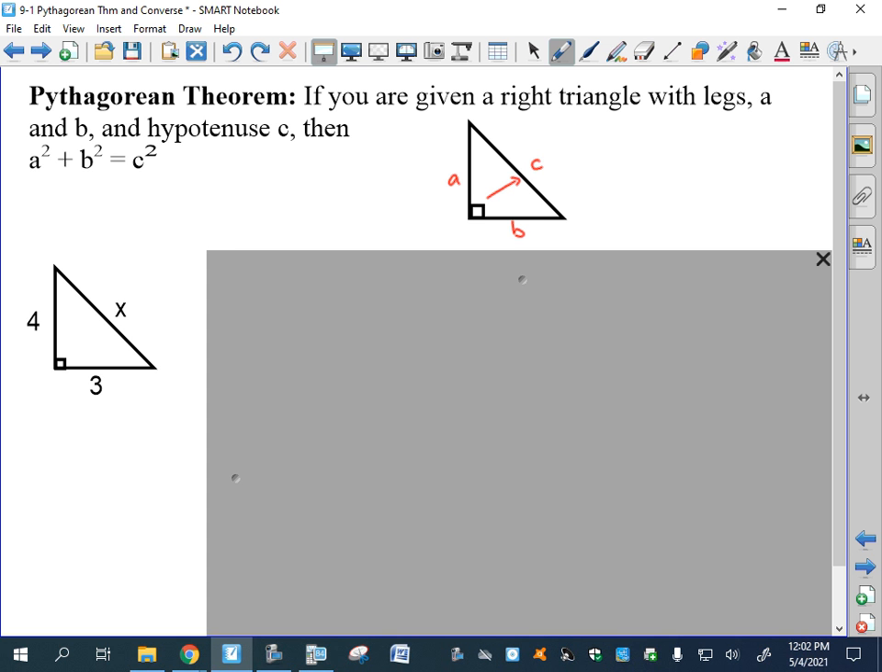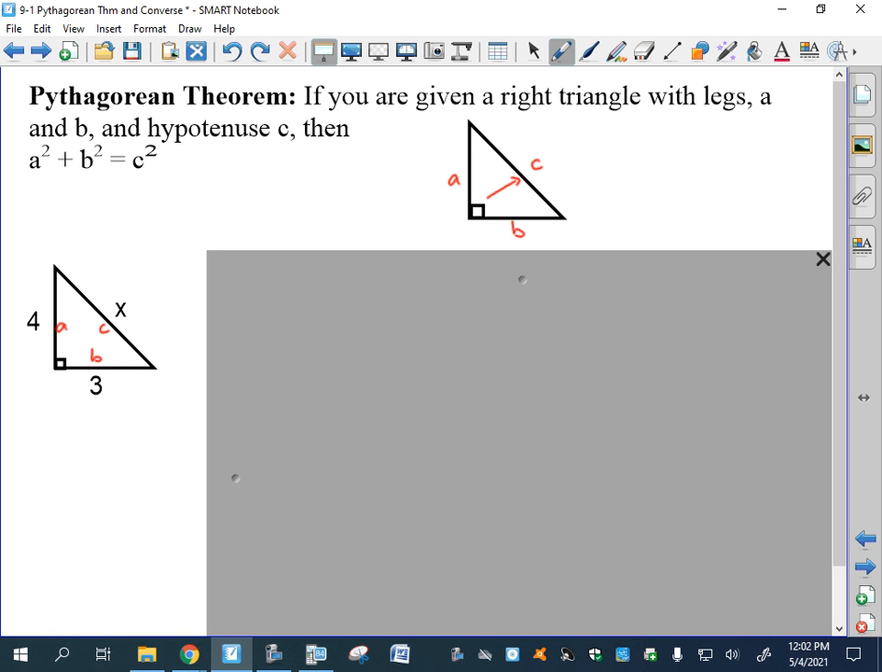Here's our first one. Now this one, we see that right triangle there. We see the right angle. We can set up our Pythagorean theorem. Before we set it up, let's label our three sides. Which side would be A? And what side is B? And C? X.